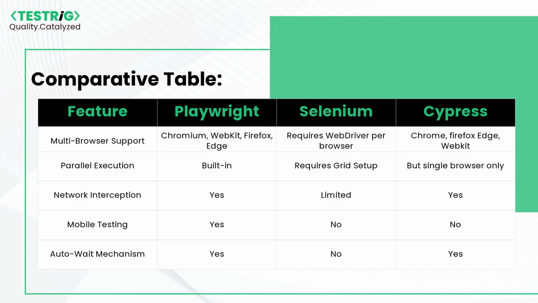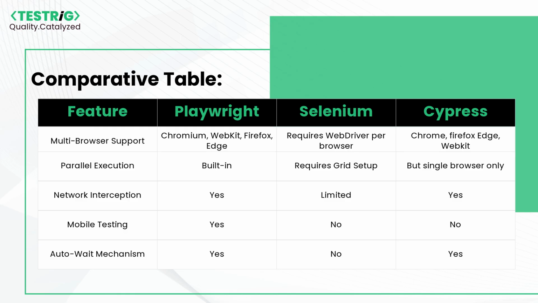Cypress, while popular, is limited to single browser testing. Playwright, in contrast, provides a unified, powerful solution. Look at the key differences. Playwright offers built-in parallel execution, full network interception, comprehensive mobile testing, and an advanced auto-wait mechanism. It's not just a testing tool, it's a testing ecosystem that adapts to modern web development needs.